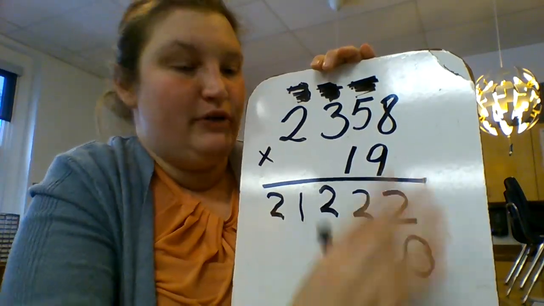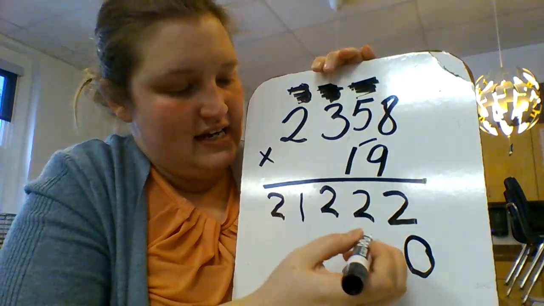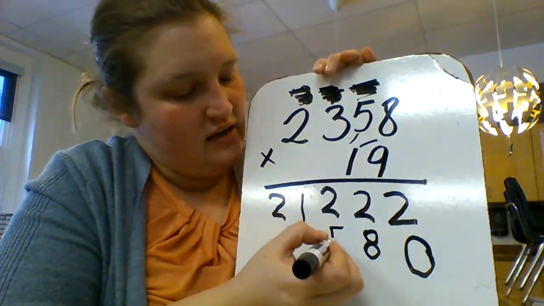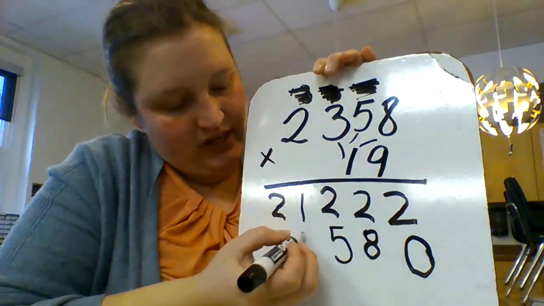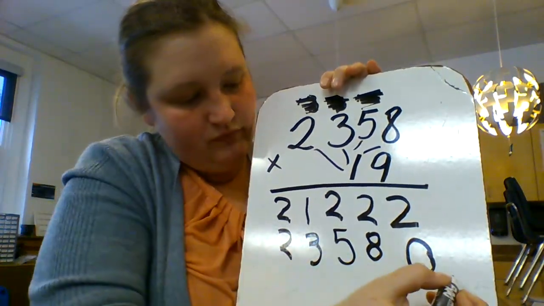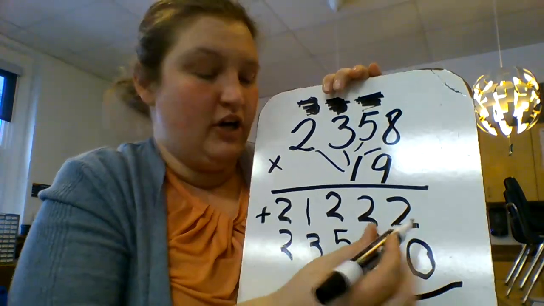So now I'm going to pretend my 9 isn't there, and I'm going to multiply. 1 times 8 is 8. 1 times 5 is 5. 1 times 3 is 3. 1 times 2 is 2. My last step is that I add, always starting in my units.